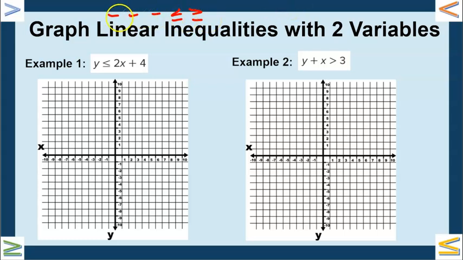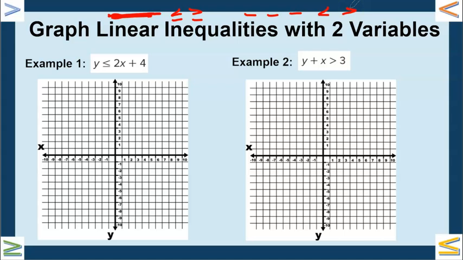Actually, you're going to use a solid line for less than or equal to and greater than or equal to. Think of it like you have the bar underneath the symbol. Think of that same bar as our solid line. And then you're going to use a dashed line when it's less than or greater than.